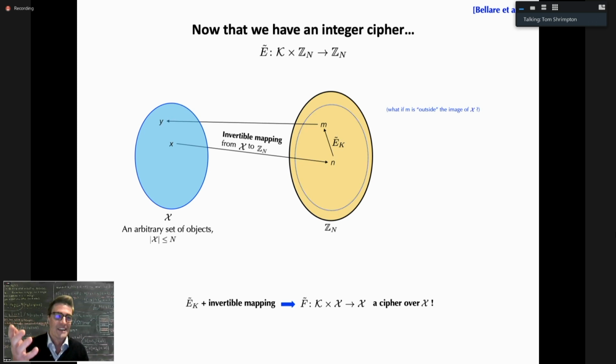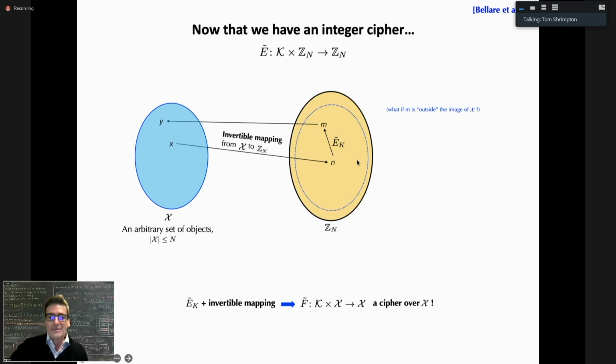Whatever they are, it doesn't matter. They could be Python programs. They could be really anything, as long as you can enumerate them and there aren't more than capital N of the things in the set, and you have some invertible mapping between the objects you care about and the integers, you can now, using the tools that we have, build a cipher on this arbitrary collection of objects. To me, that's pretty cool.